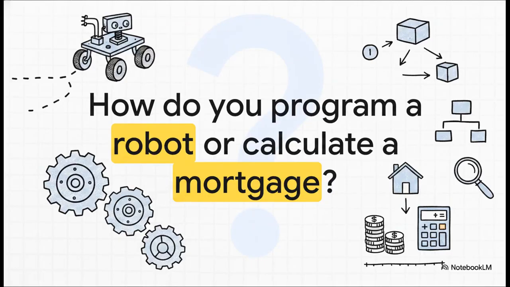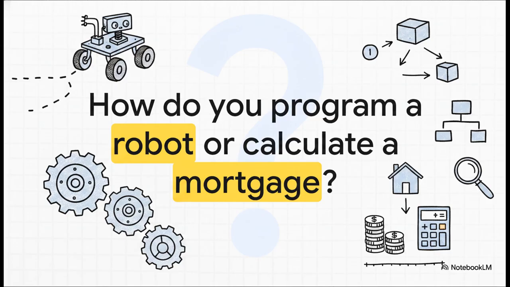Think about this for a second. How exactly do we bridge that massive gap between human intention and machine execution? Like, how do you tell a literal bundle of wires and sensors to follow a line on the floor? Or, for that matter, teach a huge banking system to calculate a 30-year mortgage instantly? Well, the answer to both of those questions lies in computational thinking.